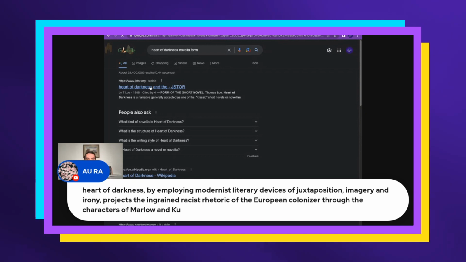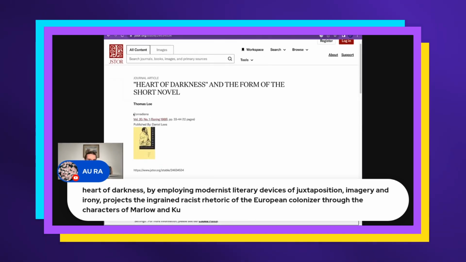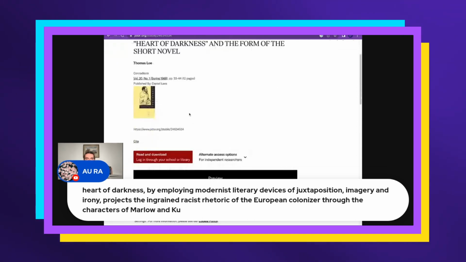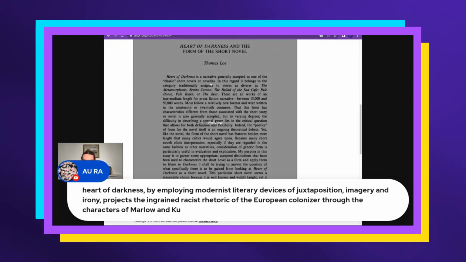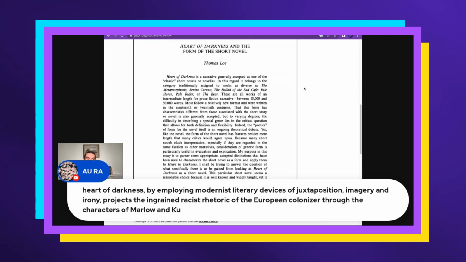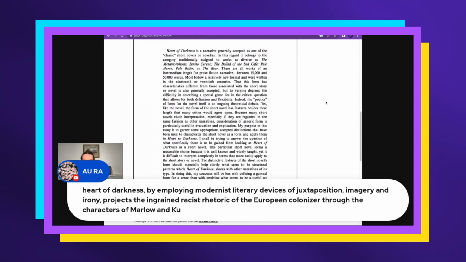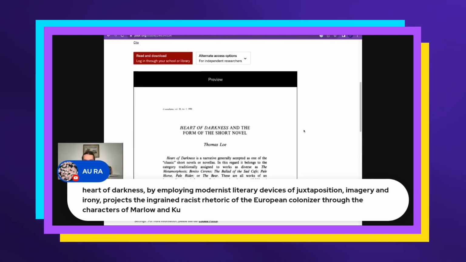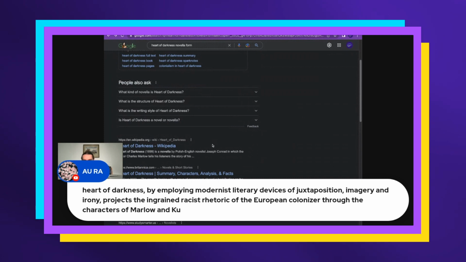JSTOR is a great kind of library of resources, critical resources. These are published in journals, university reviewed often. And you just have a quick look at some of these. Heart of Darkness is a narrative generally accepted as a classic short novel or novella. Okay, that affirms what we've seen before about novella. In this regard, it belongs to the category, under work, have a quick scan through, that this form has characteristics from those with short story, right? And then you just continue on, try and get access to those and go forward from there, okay?